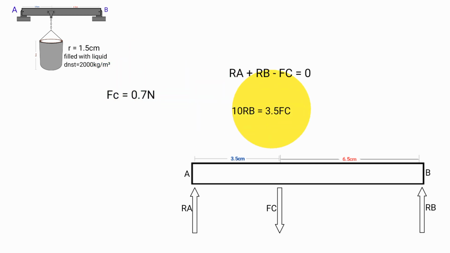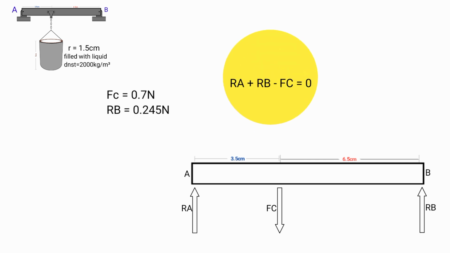Substituting here now into our equation, 10 Rb equals 3.5 times 0.7 Newton. 3.5 times 0.7 Newton is 2.45 Newton. So 10 Rb equals 2.45 Newton. Dividing both sides by 10 to make Rb the subject, 10 Rb over 10 equals 2.45 Newton over 10. Here 10 cancels 10, and 2.45 over 10 is 0.245 Newton. Now Rb equals 0.245 Newton.